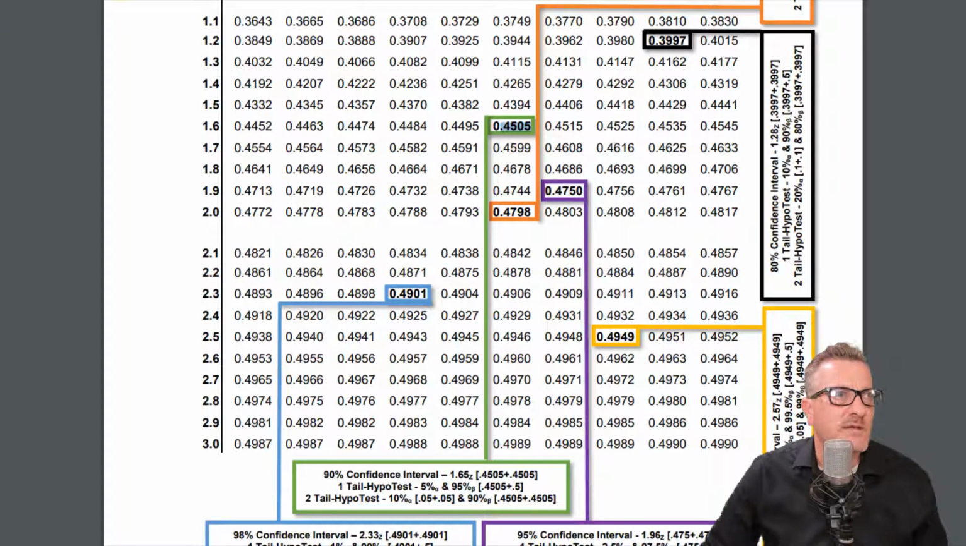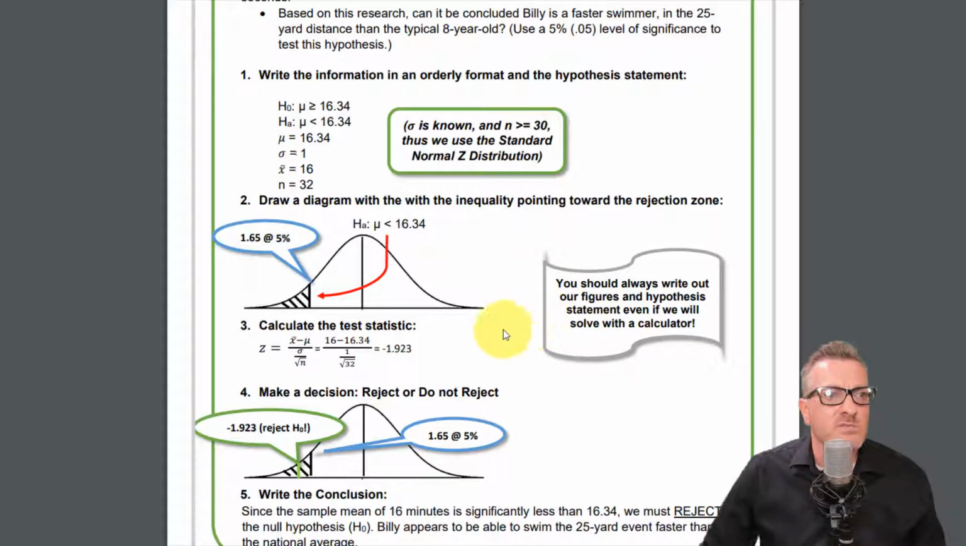Let's go back to where we're looking at. Okay, so we got that, and we know now that our Z-score is 1.65.